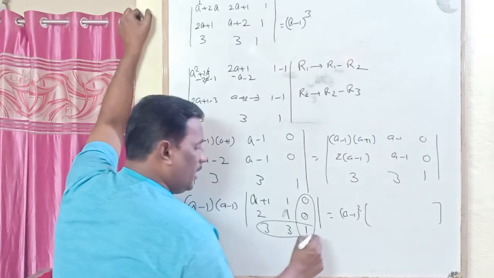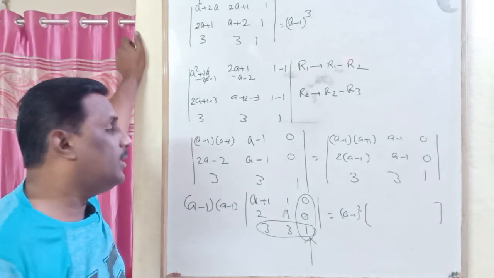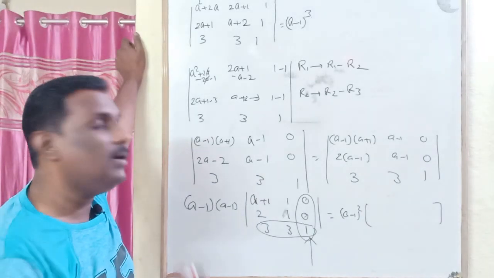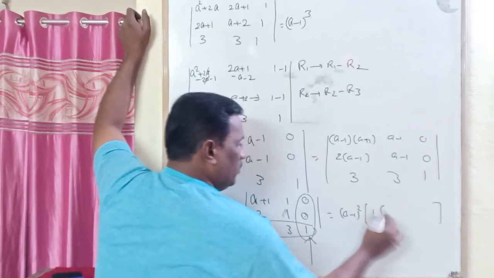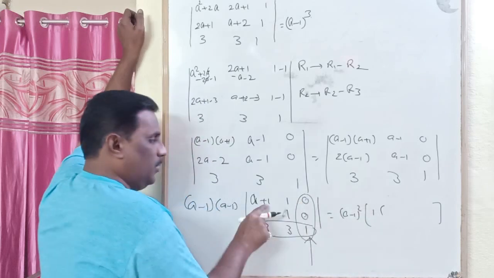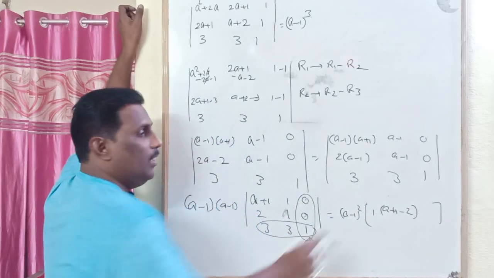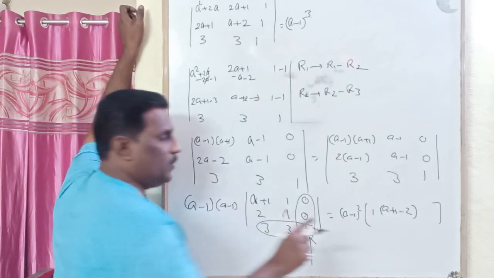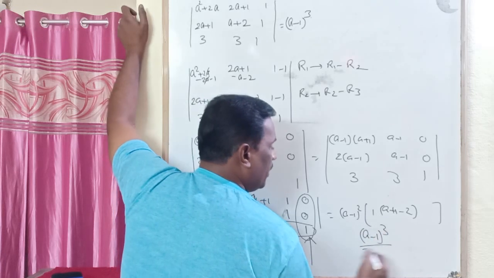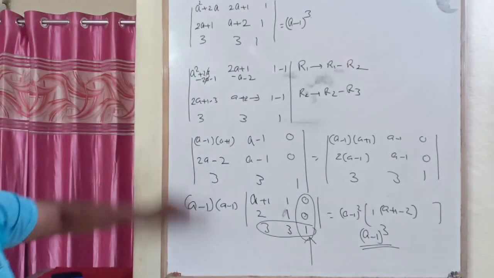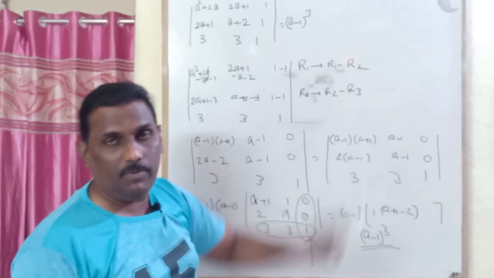So try to expand the determinant only along a row or column in which two zeros are available. Then it never comes under expansion. It is nothing but finding one cofactor, which is allowed. So 1 into, with signs plus minus plus, a plus 1 minus 2. A plus 1 minus 2 will be a minus 1. (A minus 1) square into (a minus 1) will become (a minus 1) cube. That's the answer. So here I never thought of getting a minus 1 as a common factor.